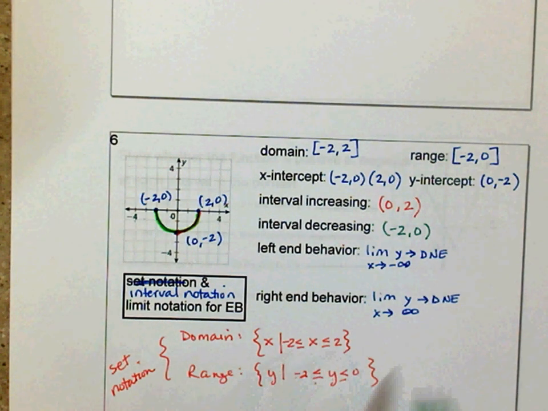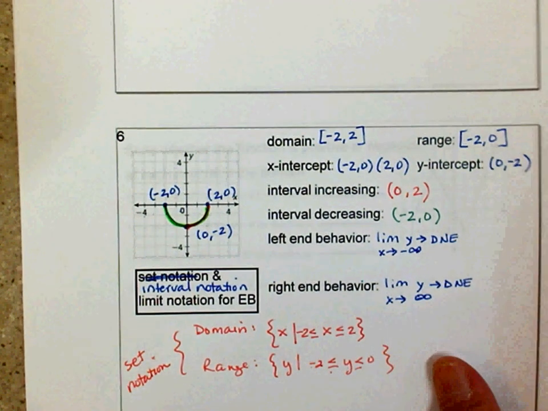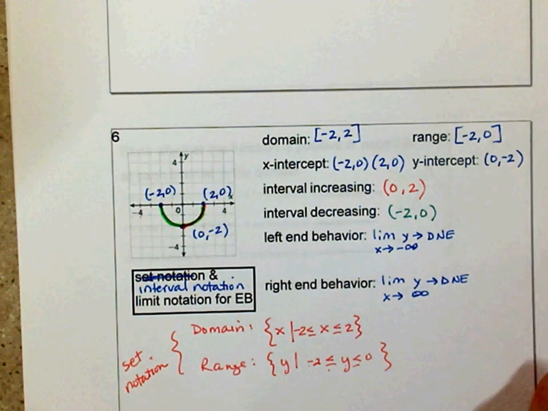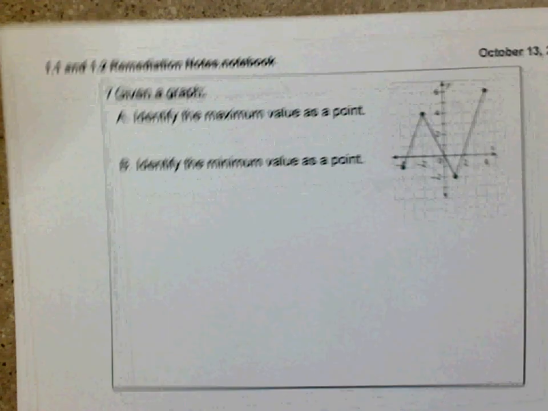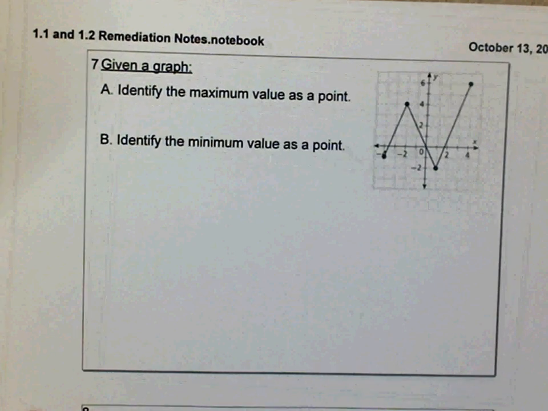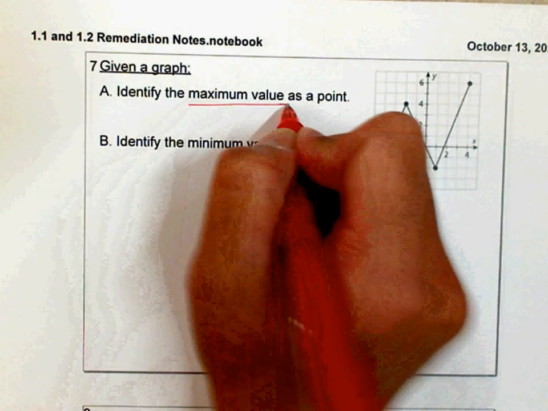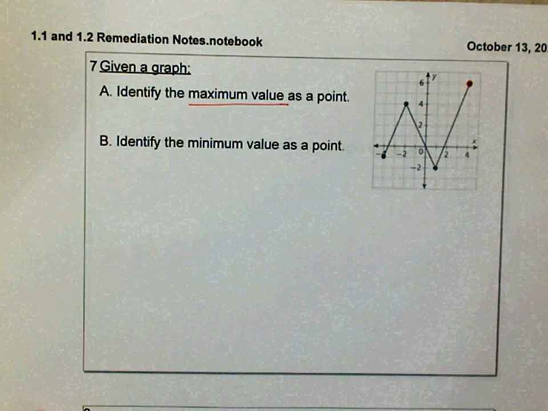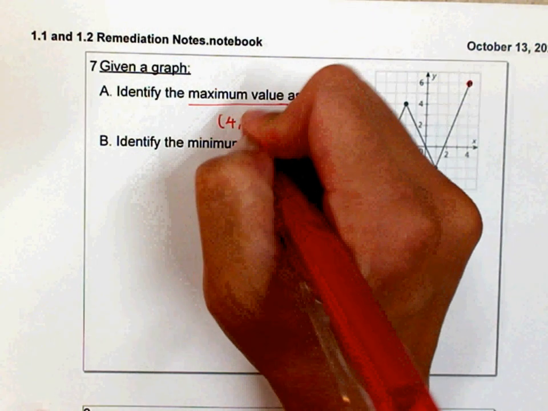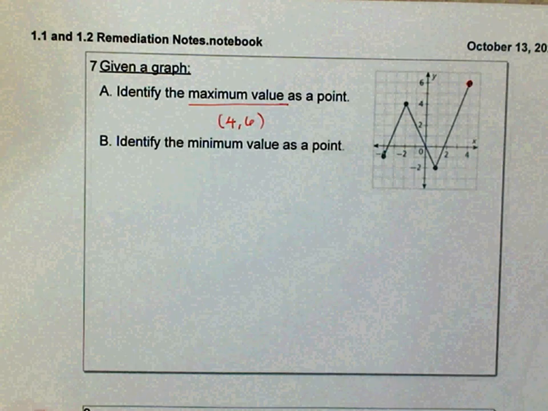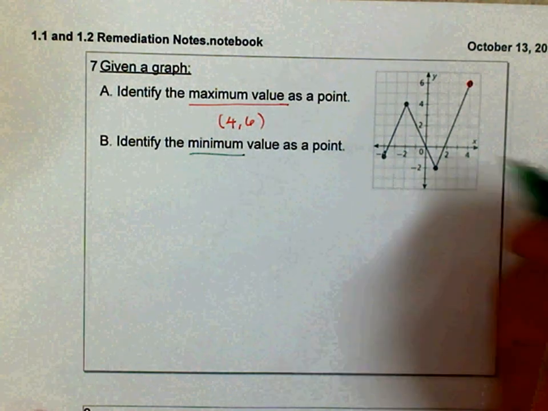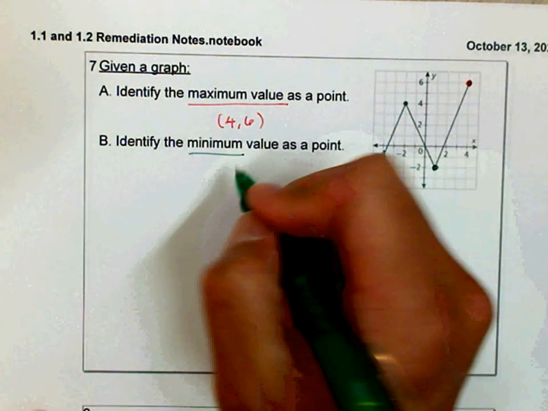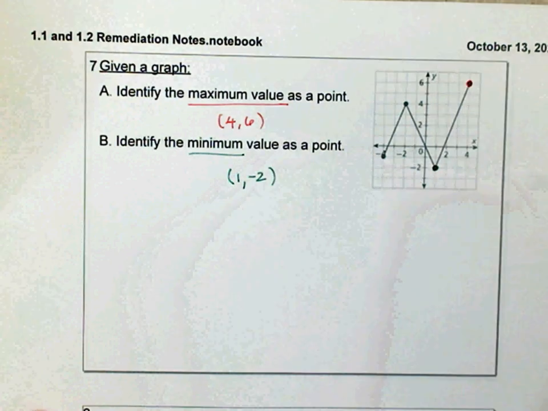All right, I hope this makes more sense. Okay, next part, given a graph. So now we have a graph. Identify the maximum value. Where is your highest point? Right here. And what is that point? 4, 6. Okay? Minimum, lowest point, here's your lowest point. What is that value? 1, negative 2. Just looking at the graph, that's not low, that is your lowest.